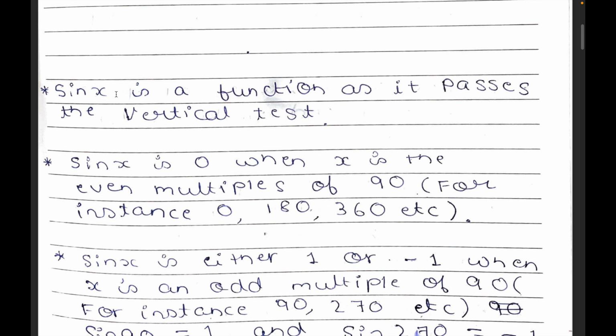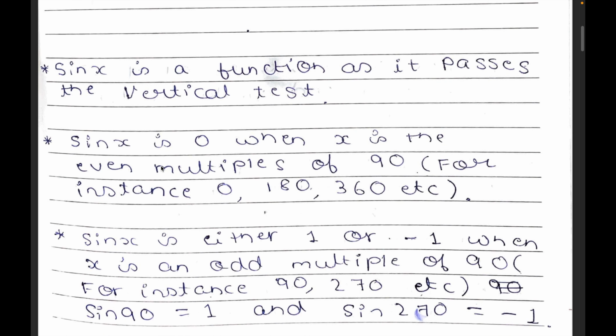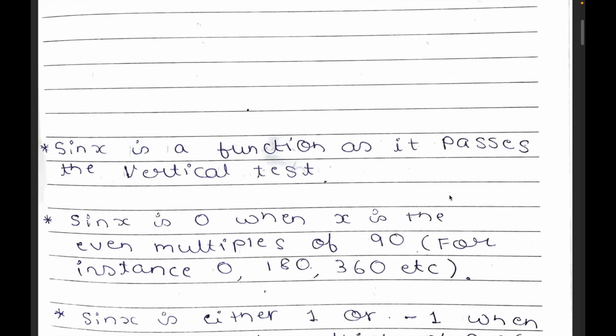So let's look at the points. So sine x is a function as it passes the vertical line test. In functions, we've learned about the vertical line test and what a function is. So I'm not going to go over that again. If you want, you can go to my channel and check out the video. And then sine x is 0 when x is an even multiple of 90. For instance, 0, 90, 360, etc.